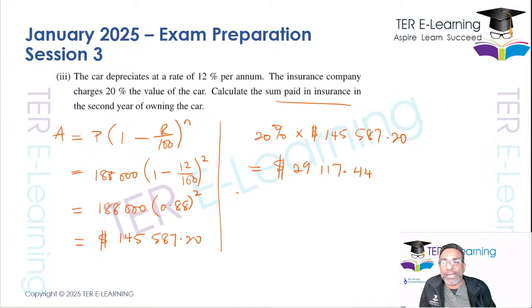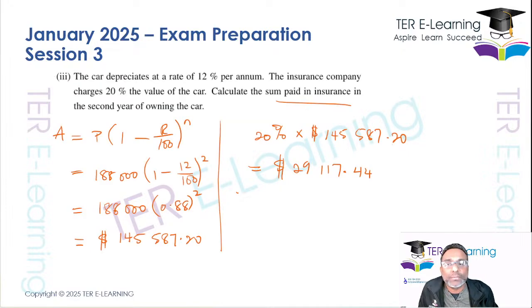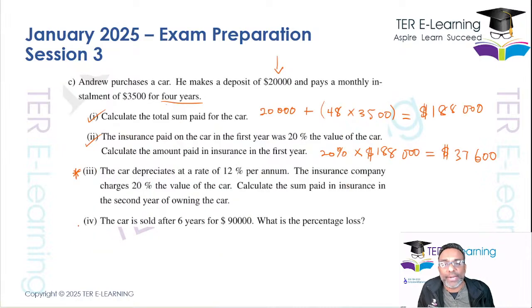All right, so that's the third part, and the final part here now. No, hold on, just now. I'm missing a piece here. Now, the car is sold after 6 years and it's sold for $90,000. What is the percentage loss?